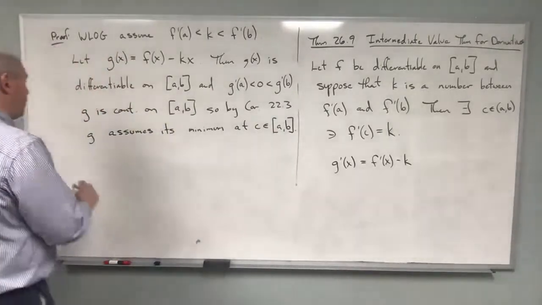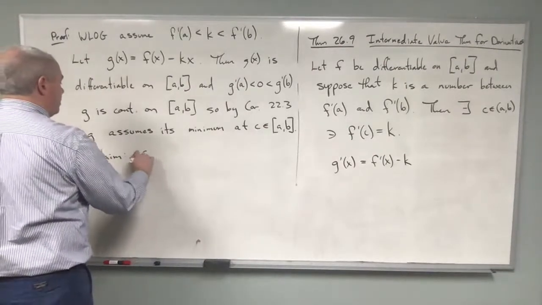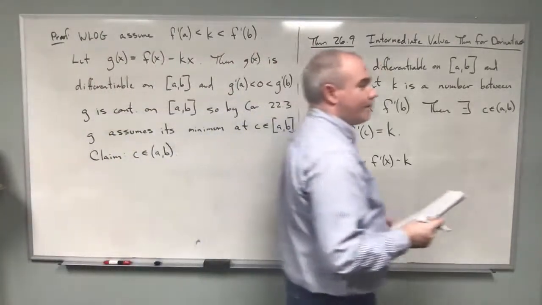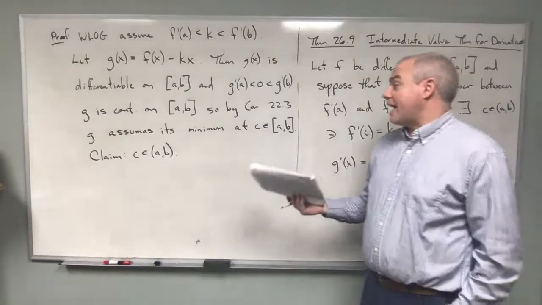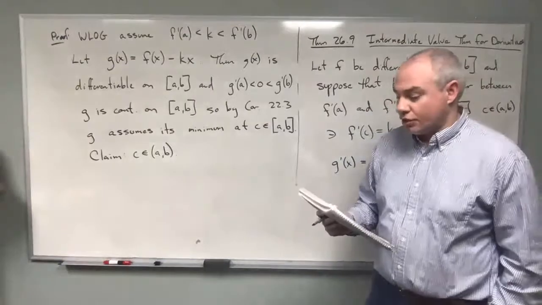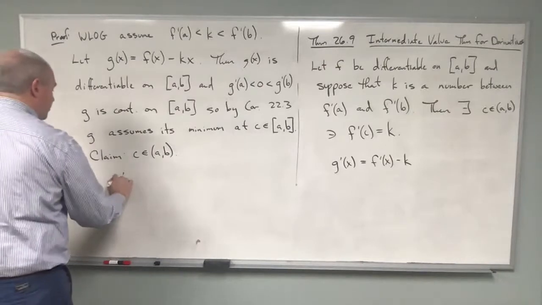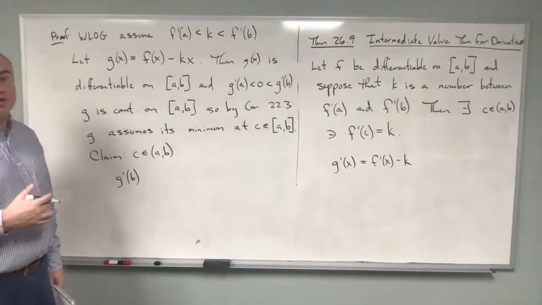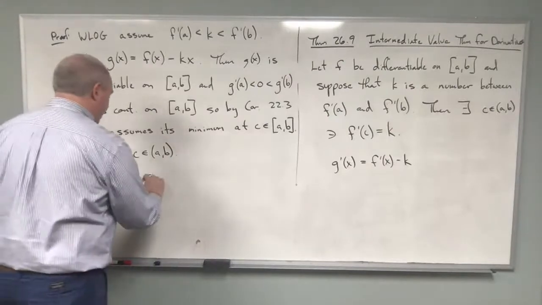because it's continuous on a closed interval. Okay, so here's what I want to do. I'm going to claim that this value C is in the open interval (A, B). So I'm going to say that minimum value actually happens somewhere inside of the open interval, not at the endpoints. So I need to show that that's true. The way that we're going to show that is let's look at G prime of B. Well, G prime of B, that's the derivative of G at B. That can be defined by the limit of a difference quotient.